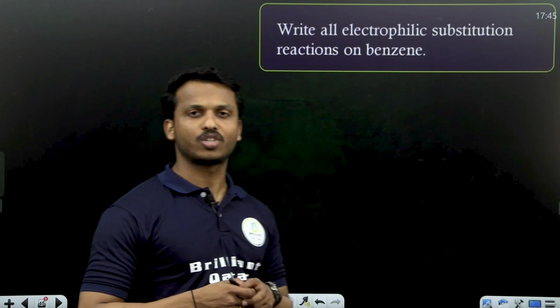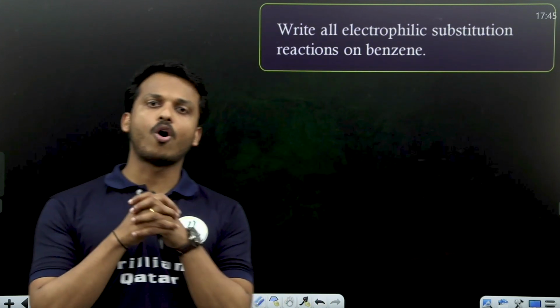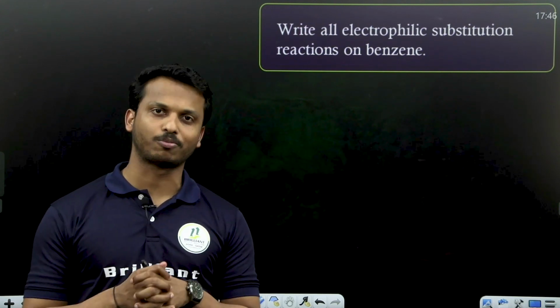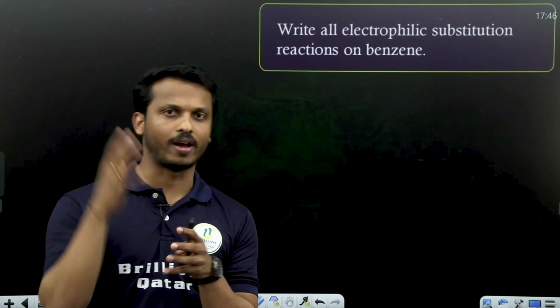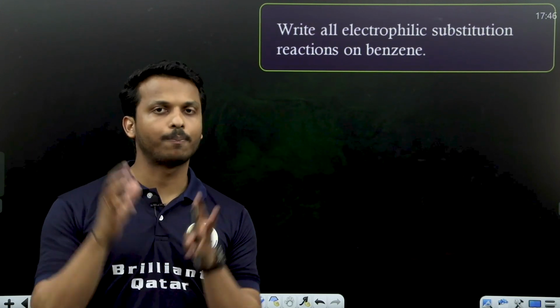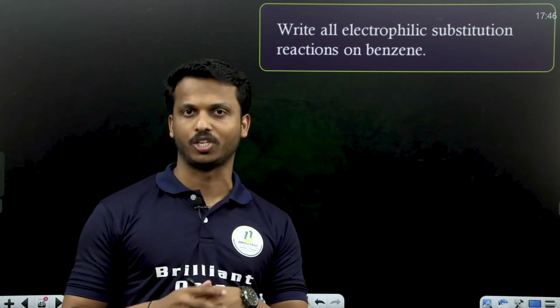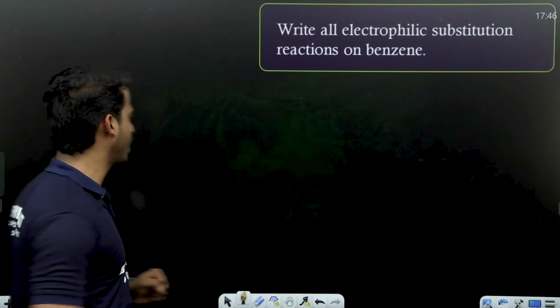You are almost at the final stage of the chapter. This is a very important area, so listen carefully. You should study all the electrophilic substitution reactions on the benzene ring. What is meant by electrophilic substitution? On benzene, we want to add one electrophile. An electrophile is basically a positively charged species or electron-deficient species. You should study 5 electrophilic substitution reactions on benzene. What are they?